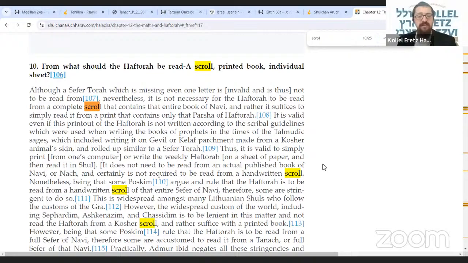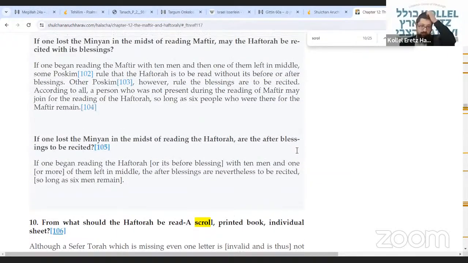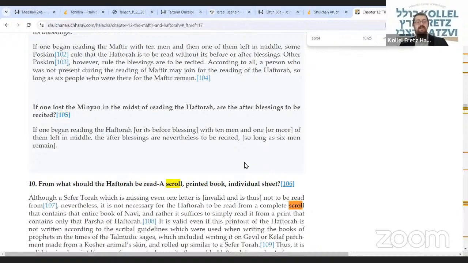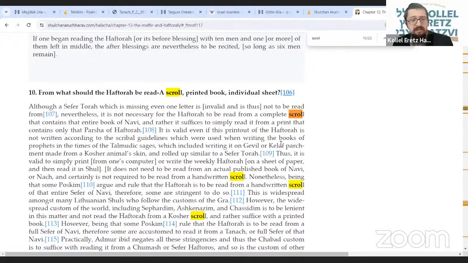Let's look at what the Alter Rebbe says in Shulchan Aruch. Here's a beautiful website called Shulchan Aruch Harav, which has many halachas about this. It's a known thing. The Rebbes would use, the vast majority of the Jewish people use a book of haftorahs that's printed, not rolled up similar to a Sefer Torah.